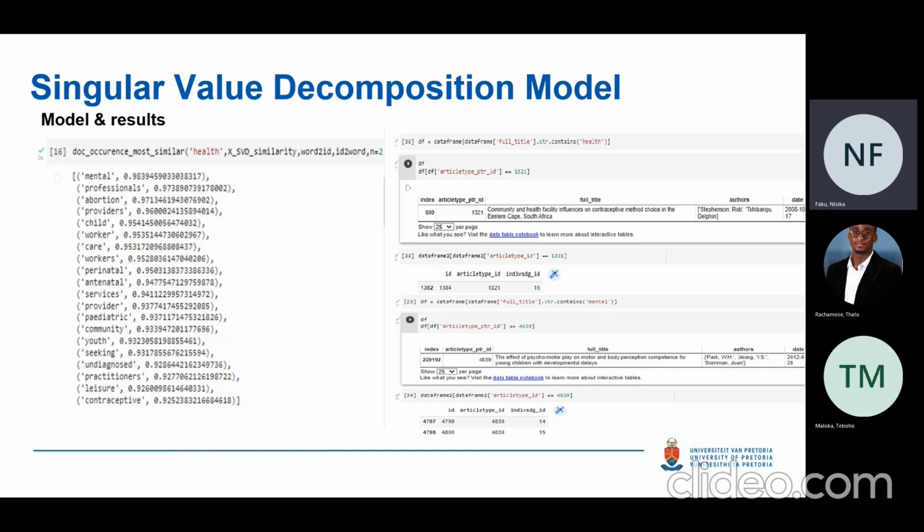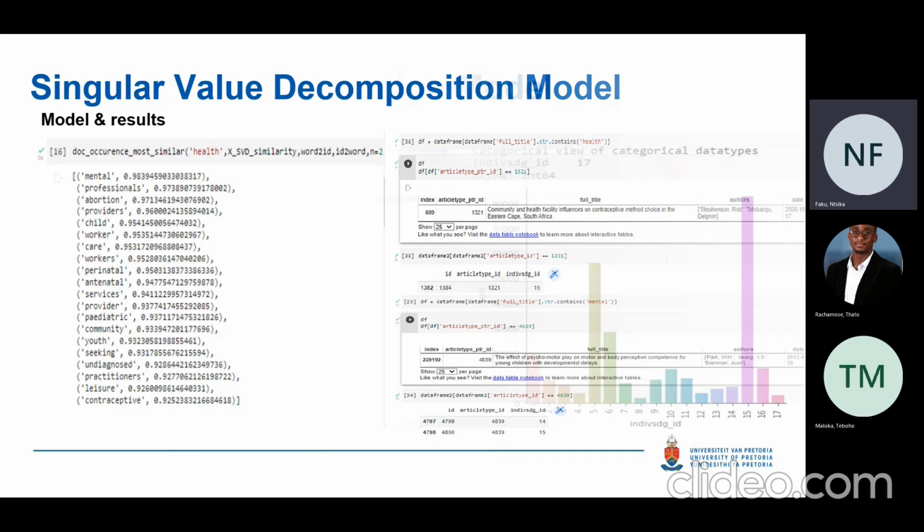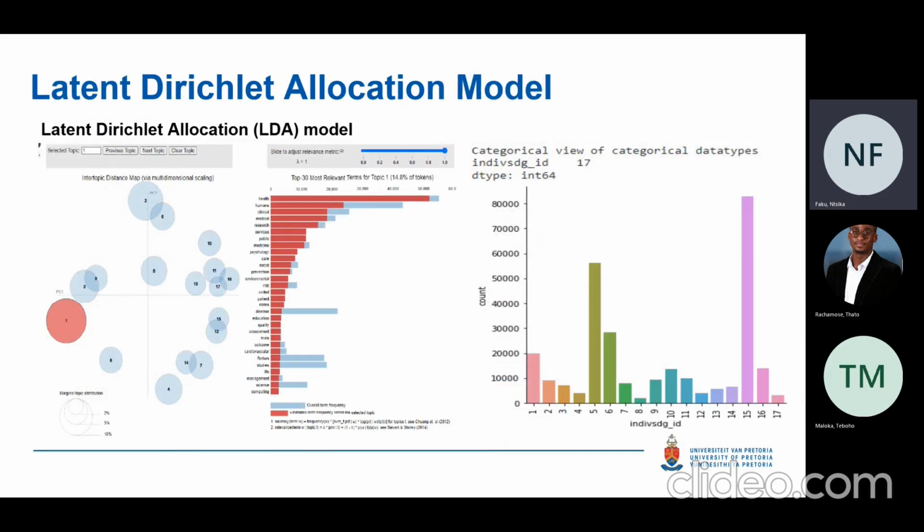What we have seen is that most articles retrieved using the top similar words belong to the same SDG, which is the result that we were expecting. We apply the LDA model to investigate the relationship between the different articles in our data set in relation to each word in our corpus.